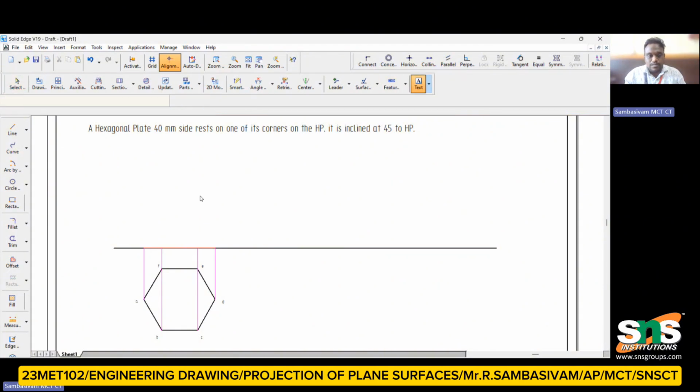Now I am going to mark this as A dash. This is B dash, in bracket it will be considered as F dash. And this will be your C dash, in bracket it will be our E dash. This one is our D dash.